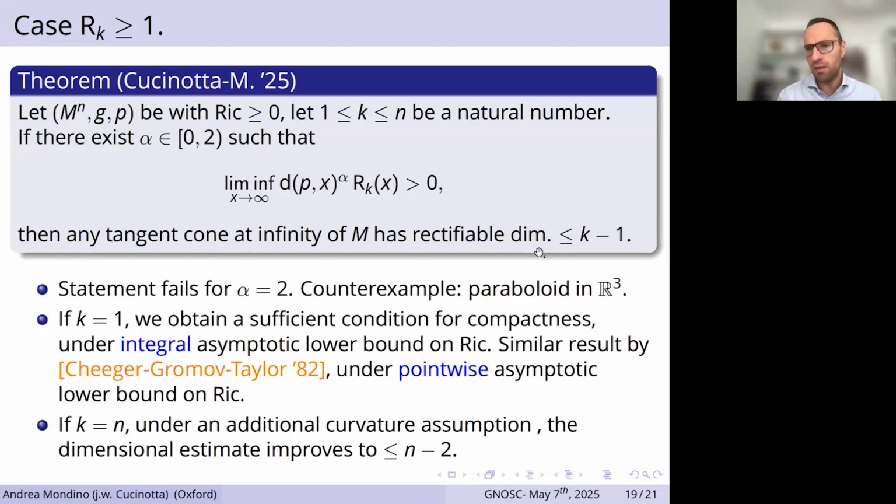But actually, you don't need non-negative sectional curvature, you just need an intermediate condition between sectional non-negative and Ricci non-negative, which is the n minus 2 Ricci being non-negative.